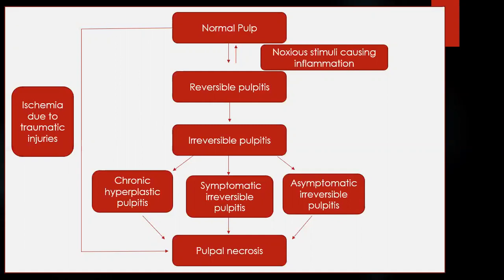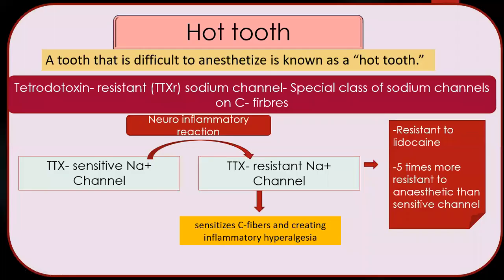If we do not treat, it leads to the irreversible state, and then, if it's a young tooth, it may go for chronic hyperplastic pulpitis, or symptomatic irreversible pulpitis, or sometimes asymptomatic irreversible pulpitis, that is the silent pulpitis, and eventually pulpal necrosis.